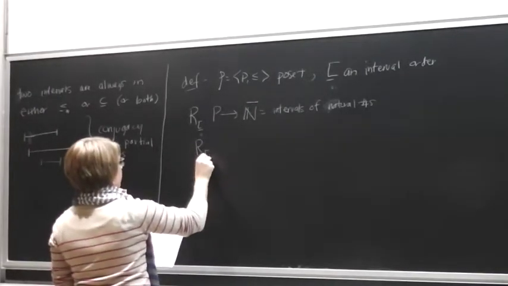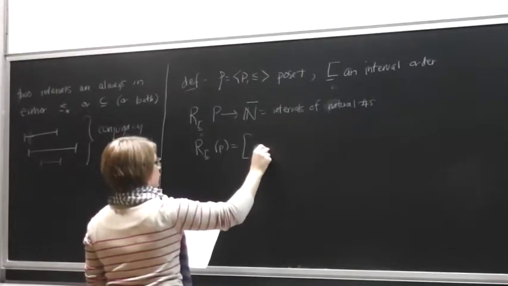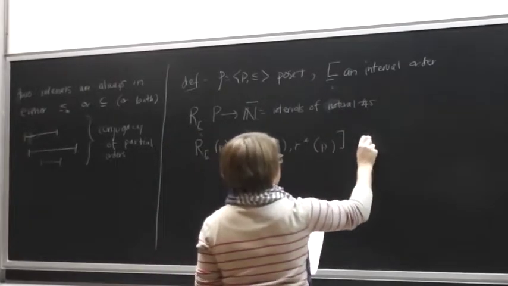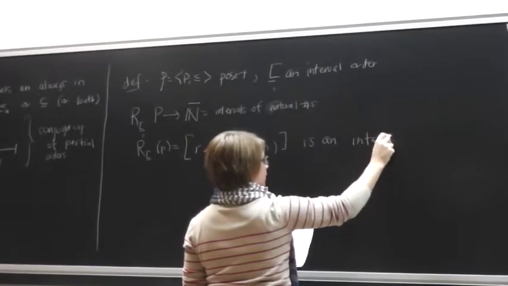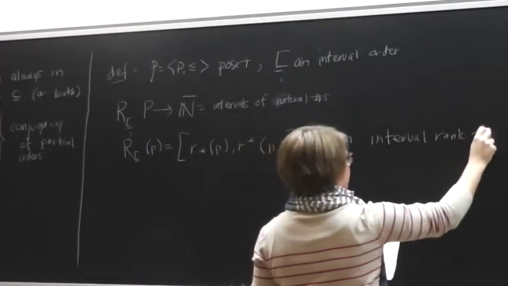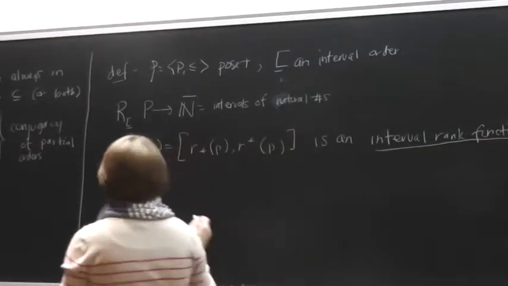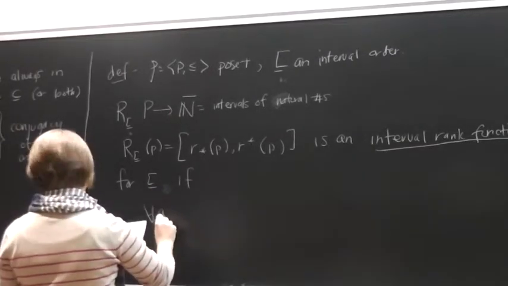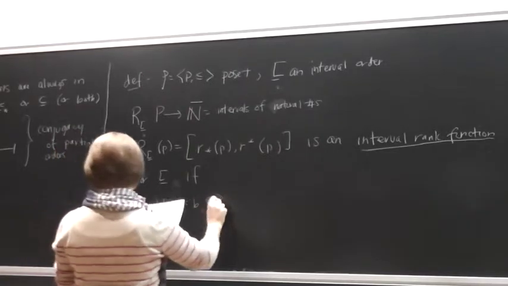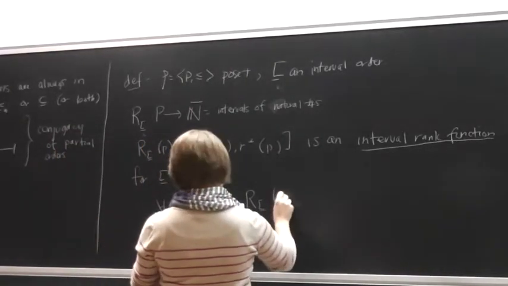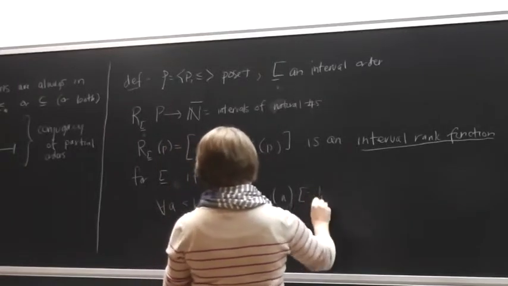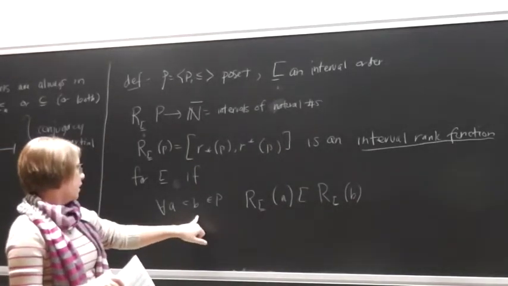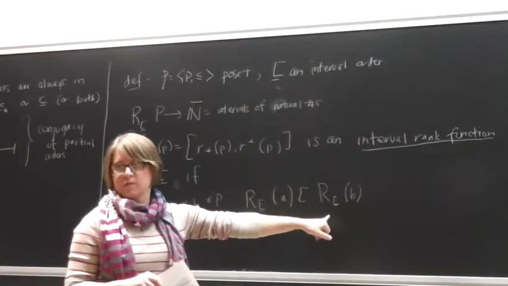We say that our lower star of P and our upper star of P is an interval rank function for this order if for all A less than B in P, we have R of A contained in or less than R of B. So it's basically just saying that when A is less than B, the interval rank of A is less than the interval rank of B.